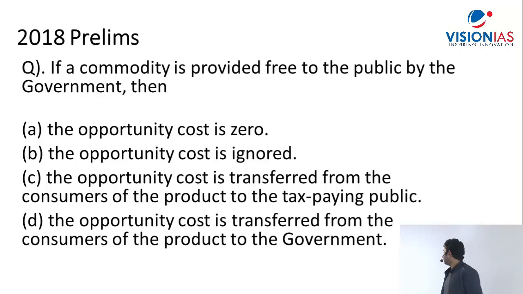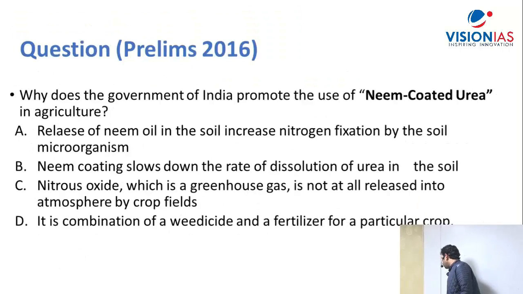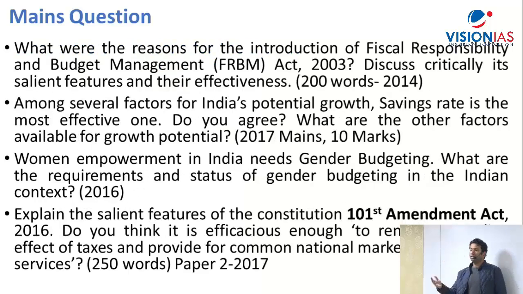Are you getting? In your mains, if you see, the question is more about, you know, providing your opinion. Like in this, reasons, and then you need to analyze critically. Among several factors for India's potential growth, saving rate is the most effective one. Do you agree? Again, your thinking. That's why I said in this examination, you need to read something, you need to understand something and think about it, make your opinion. What are the other factors available?